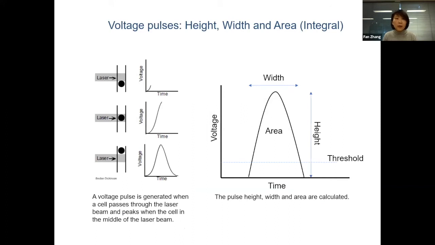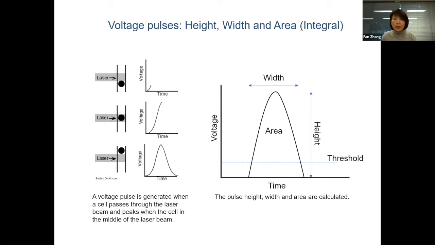So how is the voltage pulse generated and measured? As the cell enters the laser beam, the voltage pulse starts to rise above the baseline. The pulse peaks as the cell enters the laser beam completely. As the cell exits the laser beam, the signal starts to decrease and eventually drops to the baseline. The width of the pulse corresponds to the time of the cell in the laser beam. The height corresponds to the light intensity from the cell.